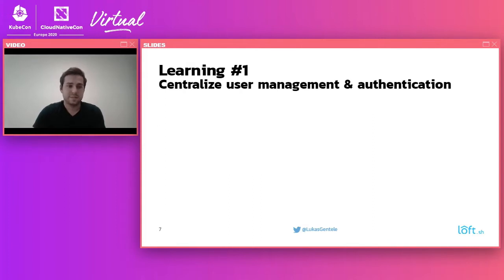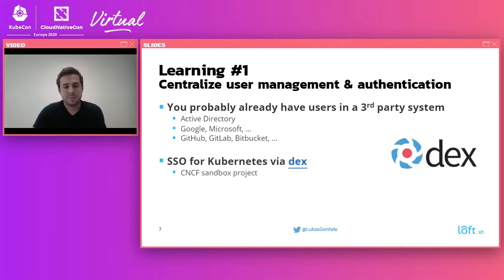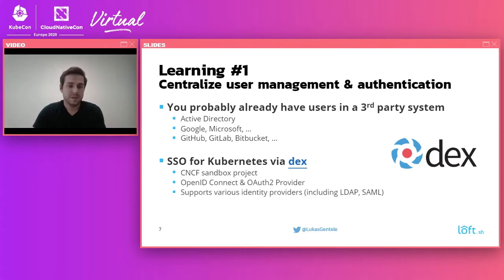So let's get to the first learning that I discovered while implementing multi-tenant Kubernetes clusters at a variety of companies over the past 2 or 3 years. The first learning is essentially centralized user management and authentication. You probably already have users in a third-party system like Active Directory, Google, or Microsoft if you're using Office 365. GitHub, GitLab for sure are systems that are aware of your engineering teams. And you can simply hook up an open source project called Dex to your platform. It actually recently became a CNCF sandbox project. And with Dex, you can achieve single sign-on for Kubernetes. Dex is an OpenID Connect and OAuth 2 provider, and it supports various identity providers, including LDAP, SAML, and obviously Google, Microsoft, GitHub, GitLab, etc.